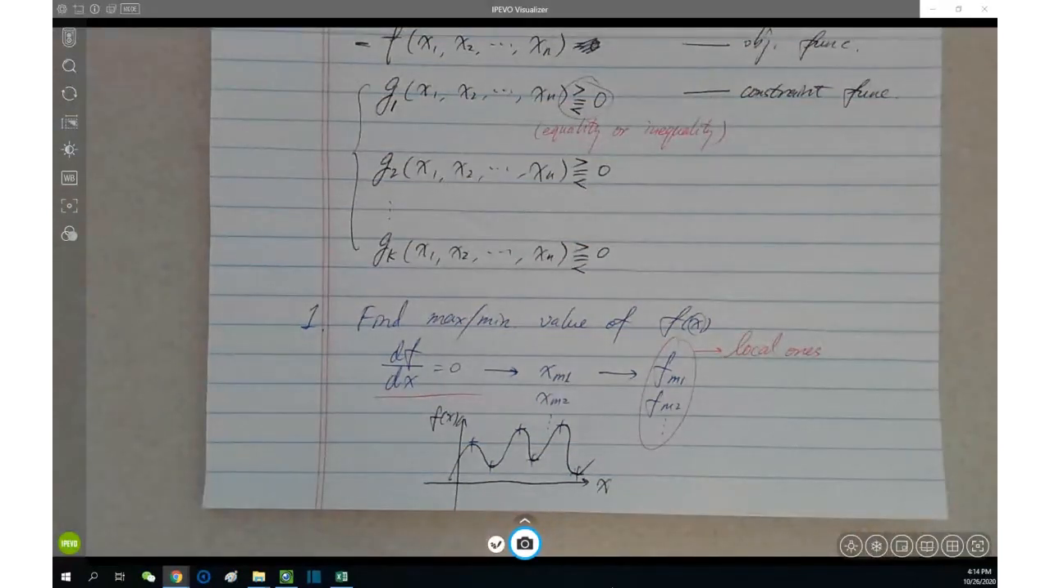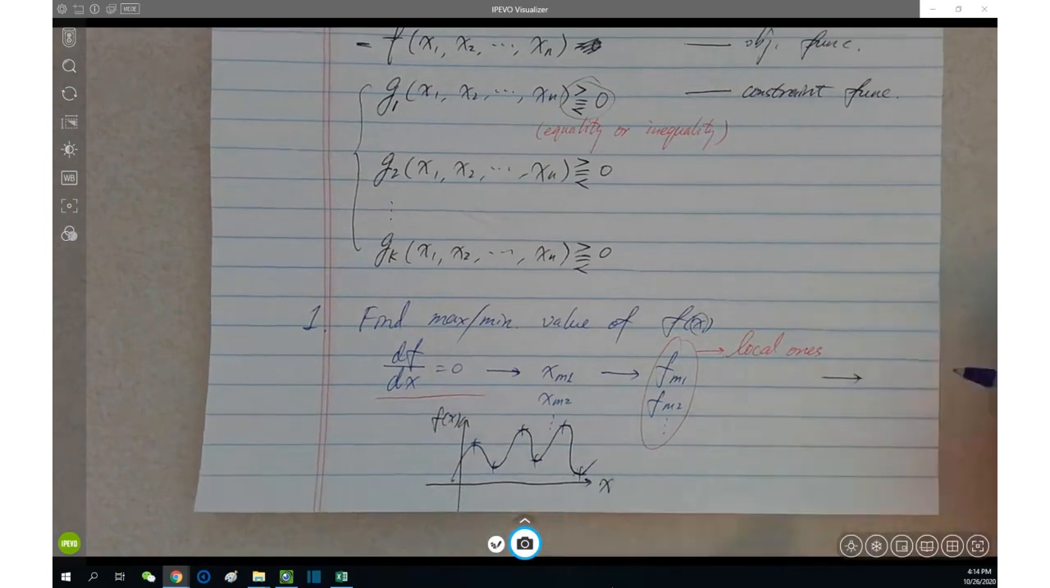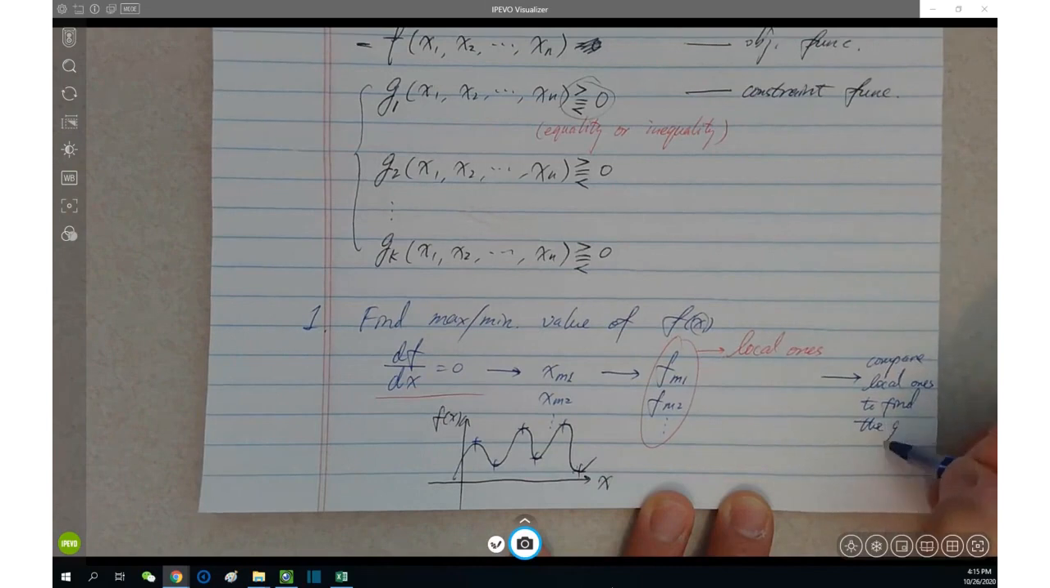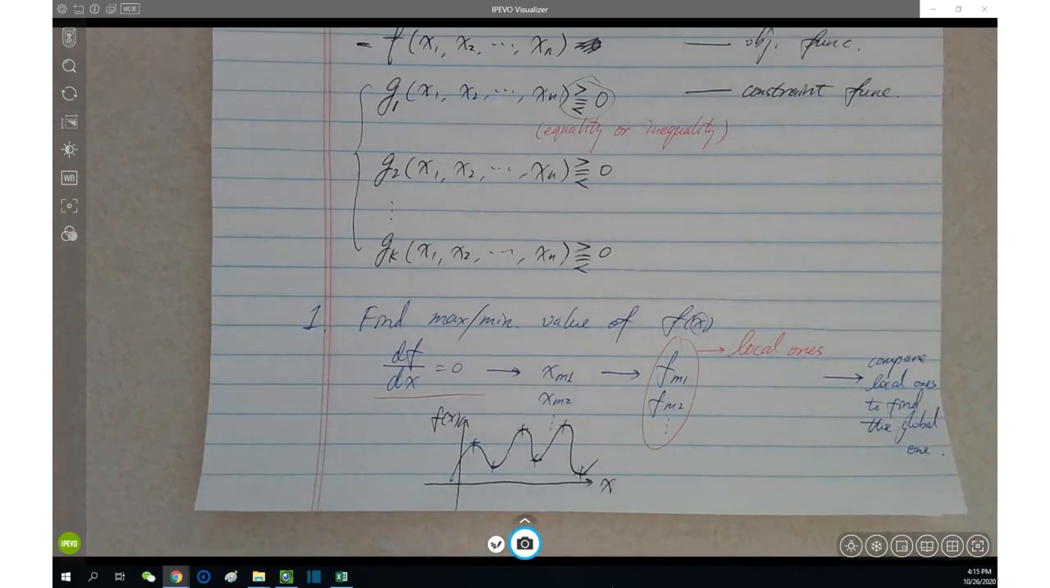But how do you know which is global, which is local? Well, if it's a maximum, it'd be the largest value of all the critical points, including the endpoints. Just as simple as that. This question is actually a little bit too easy. How to find the global one? Just compare those local ones from their values. You can tell which is the global one, right? Just compare local ones to find the global one. Just simple like that. No tricks.